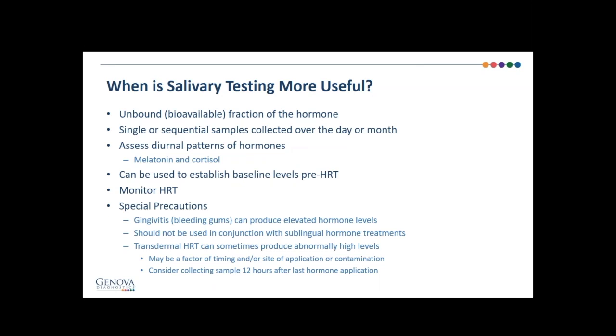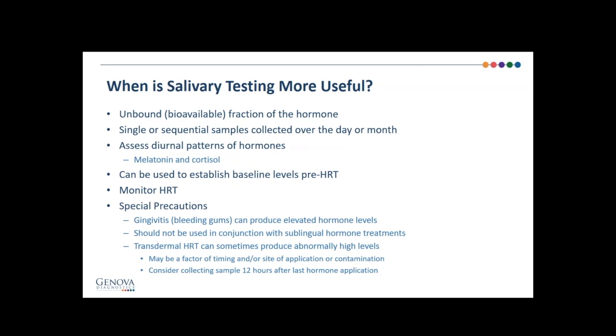If your patient has bleeding gums, gingivitis, that blood that can come into the saliva testing can produce elevated levels of hormones. So you don't ever want to do salivary testing when there's gingivitis or bleeding gums. It should not be used in conjunction with sublingual hormone treatments. And if you think about it, if you're using a troche under the tongue, a sublingual hormone, it's so close to the salivary glands that it can really give you outlier numbers.